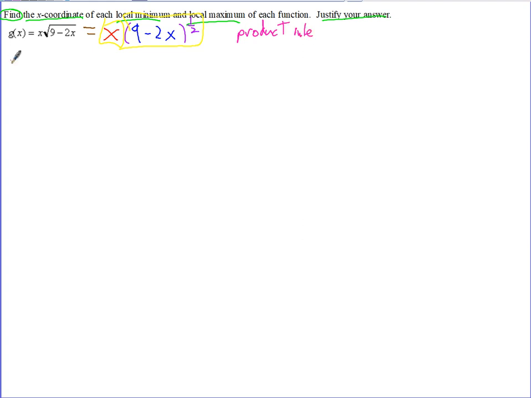So using the product rule, g prime of x would be the derivative of x, which is 1, and the second one, 9 minus 2x to the 1/2 as it is. Plus, first one as it is, x, times the derivative of 9 minus 2x to the 1/2, which is 1/2 times 9 minus 2x to the negative 1/2, times the derivative inside, which is negative 2.